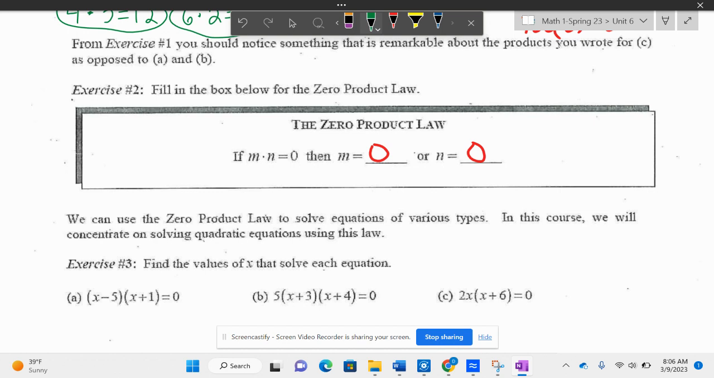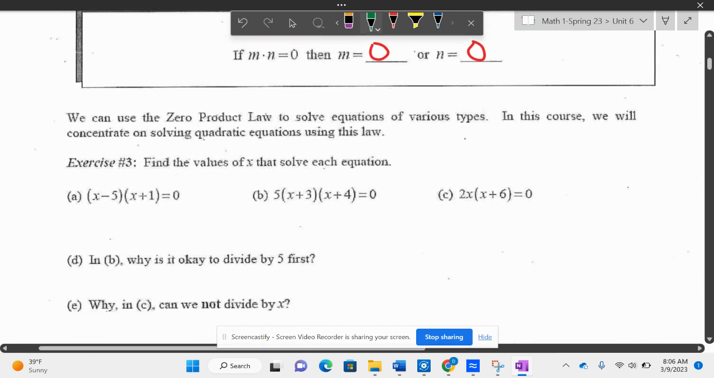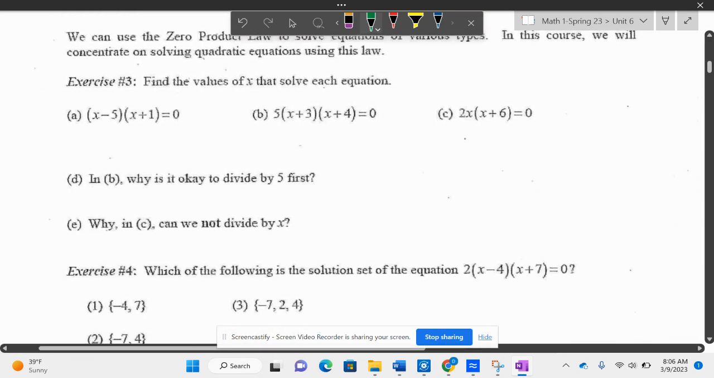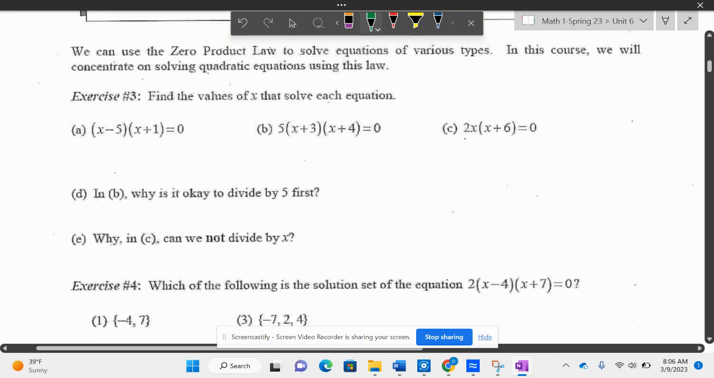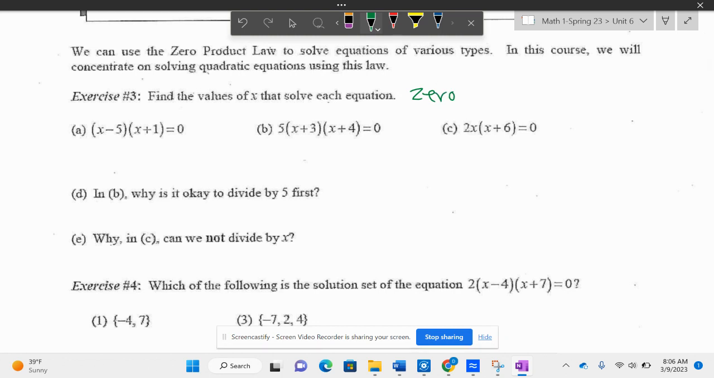So hopefully these numbers down here in exercise 3 look familiar to you. We use the zero product law to find the zeros or the roots of a quadratic. It has multiple names: the zeros, the roots, also known as the x-intercepts. And lastly, it's called the solution. That's what we're going to call solving. We're going to solve quadratic equations.